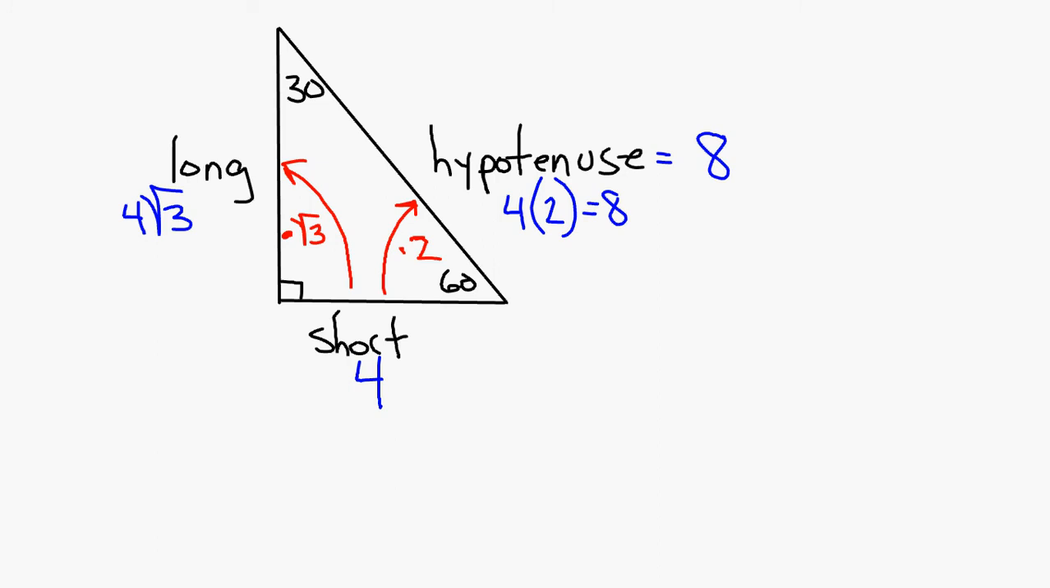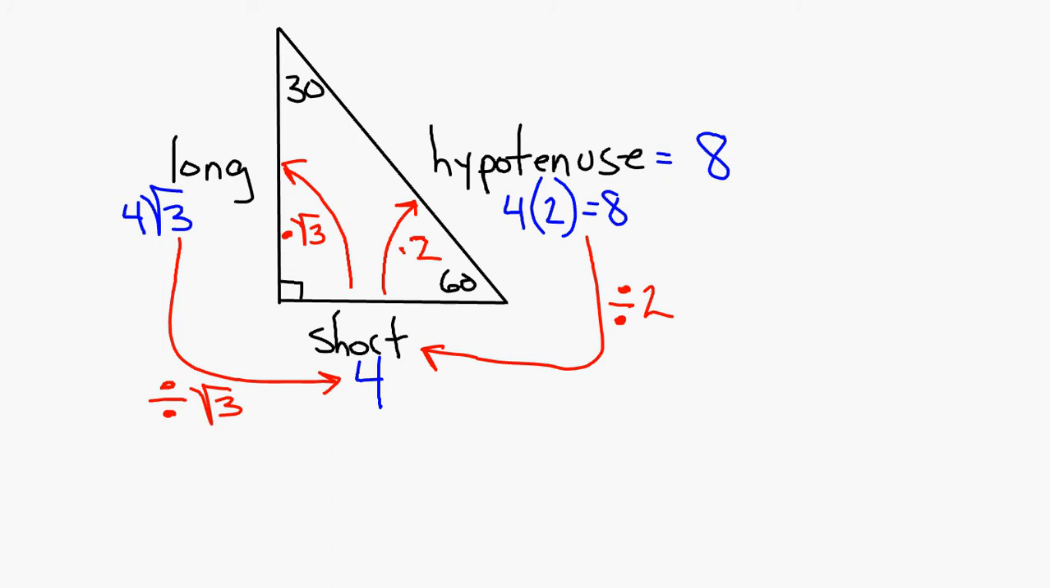Then we're going to put an arrow from here around the corner over to there. And we're going to put divide by square root of 3. And then from the hypotenuse, spelled correctly, we're going to go around the corner and we're going to put a divide by 2. Yeah, it makes sense because it's just opposite.